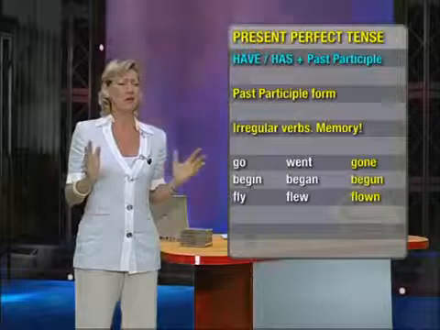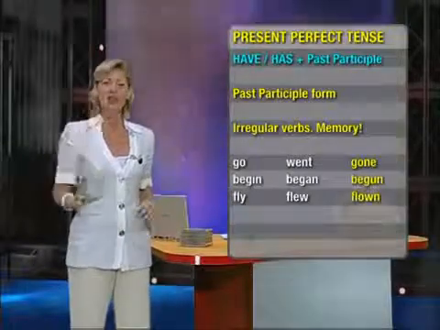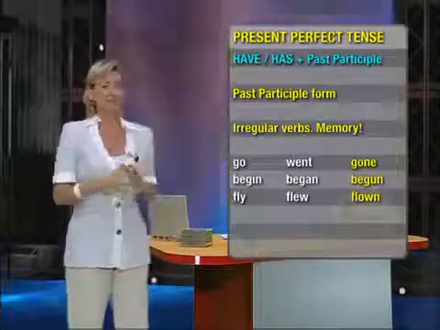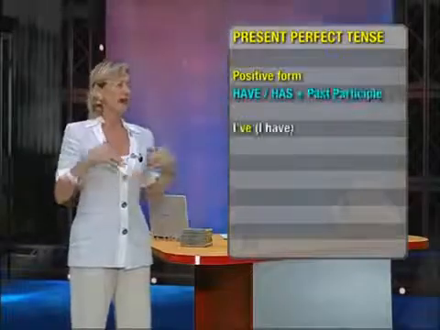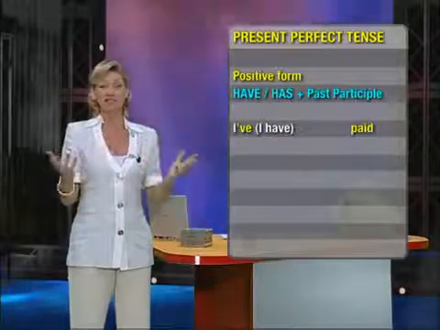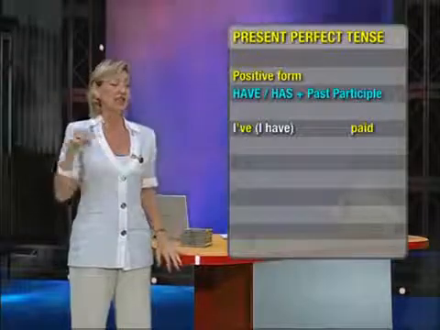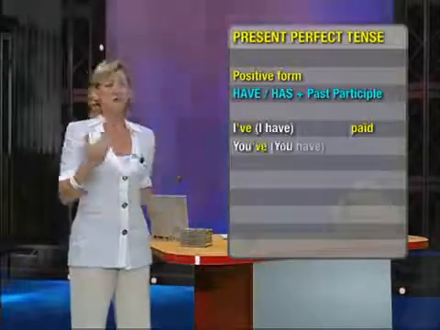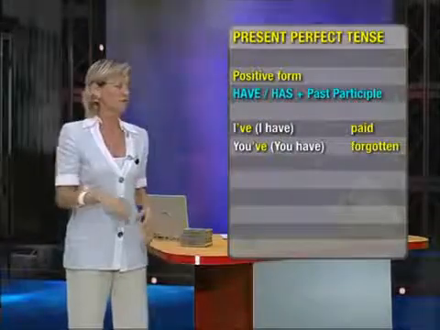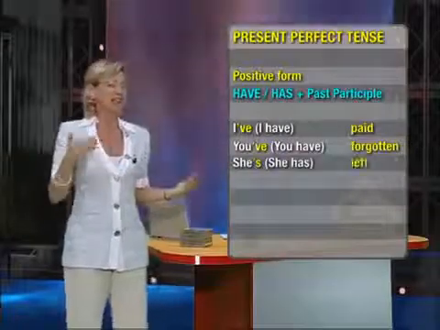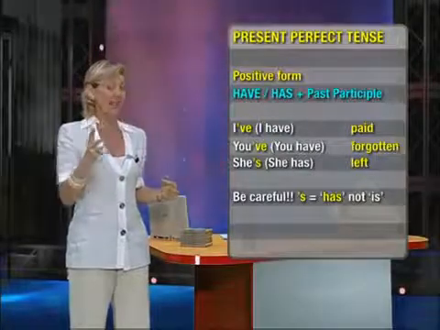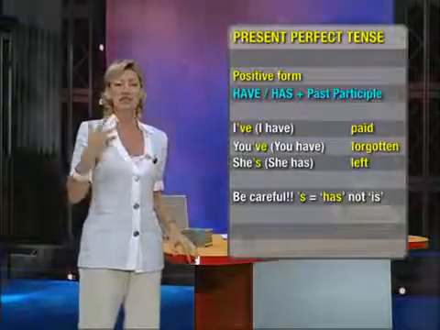That's the only way. So in the verb paradigm, you need the third column in order to construct the present perfect tense. Let's look at some positive sentences. I've paid. Now, we contract I have into I've, as we always do in English. I've paid. Pay, paid, paid. You've forgotten. You have forgotten. Forget, forgot, forgotten. She's left. She has left. Be careful, because you see the abbreviation is she's. It's not the verb is, it's has. She's left. Leave, left, left.